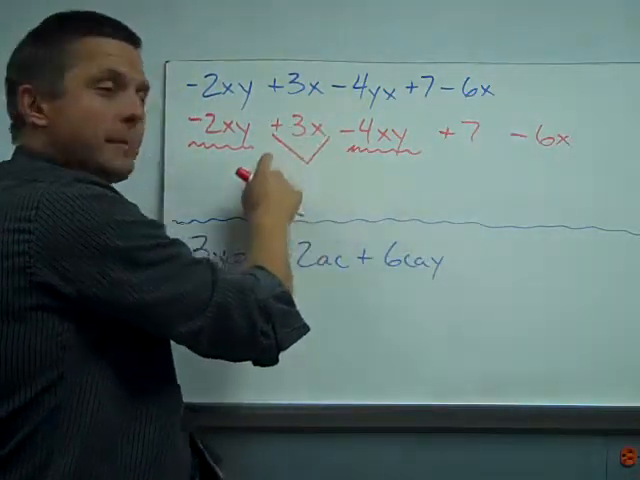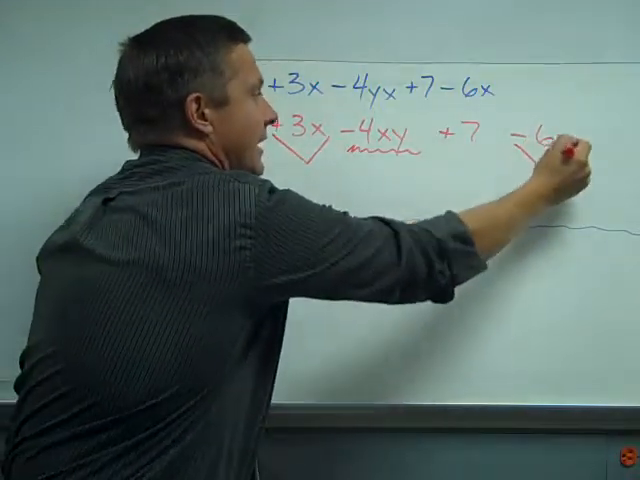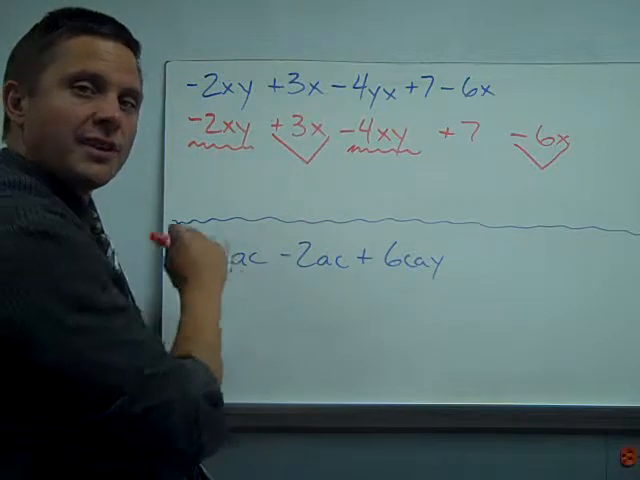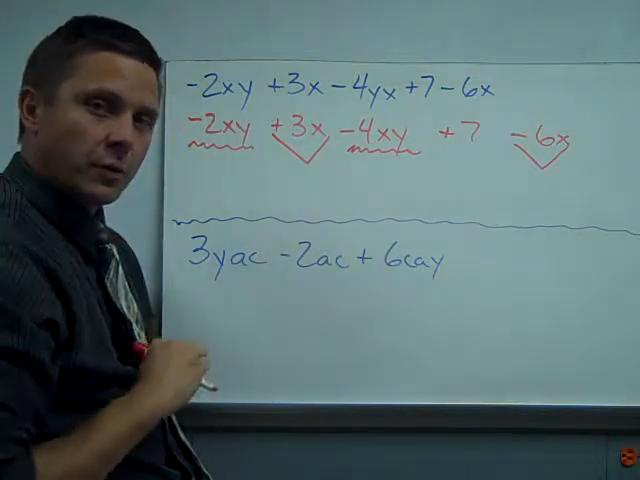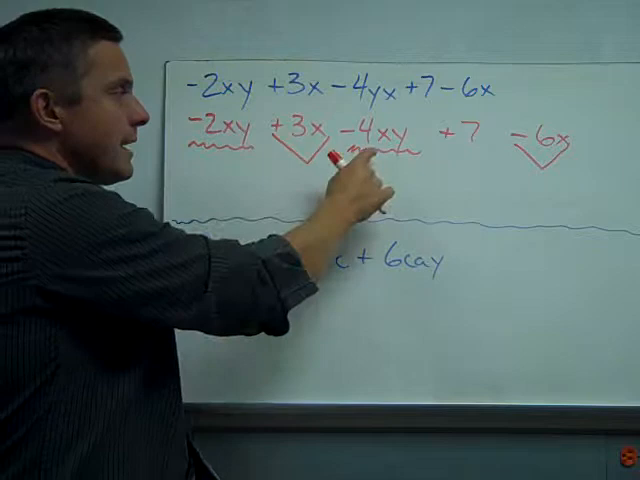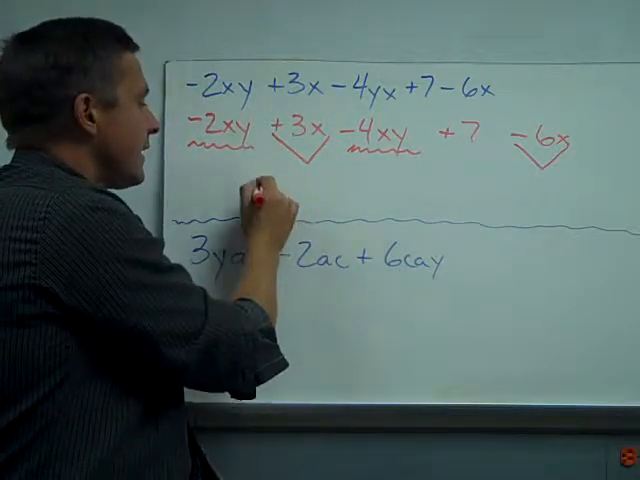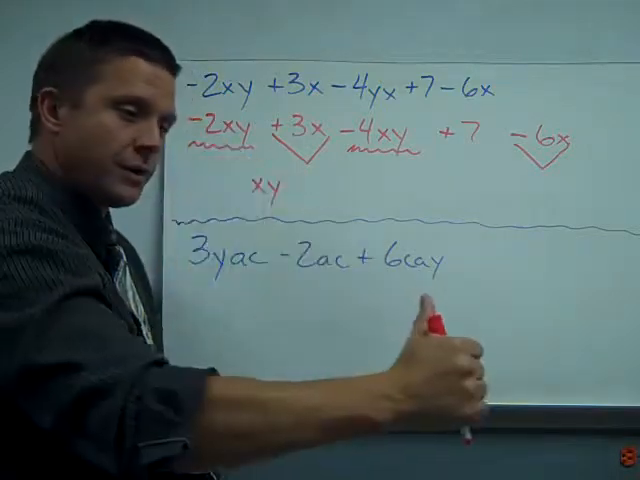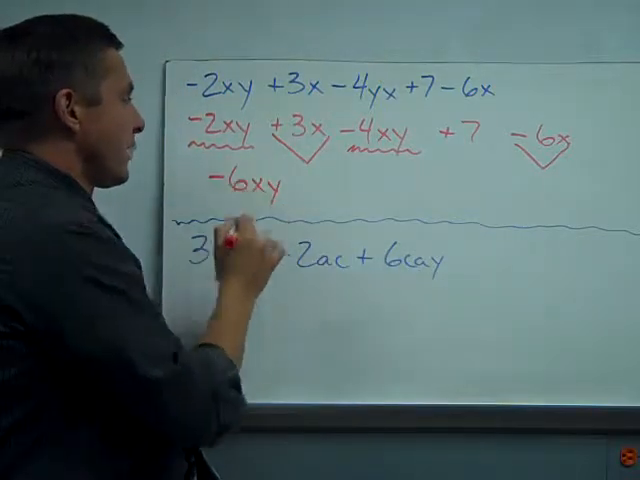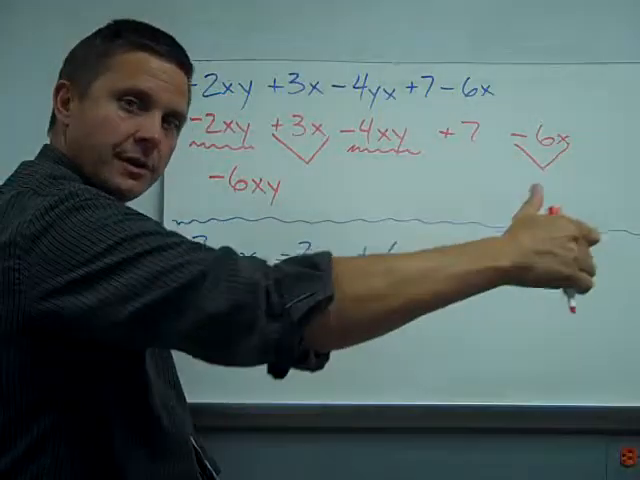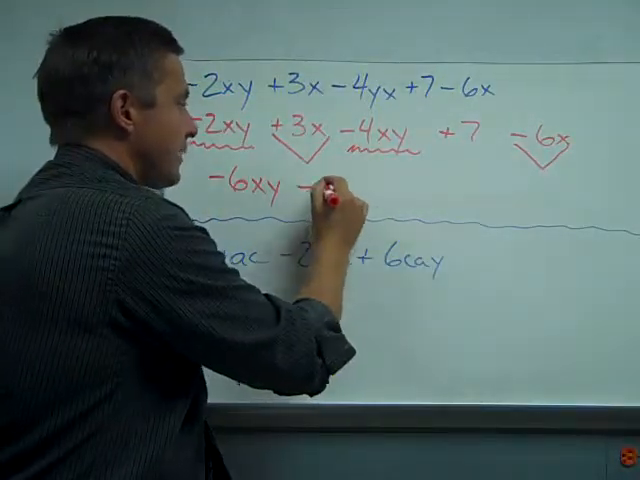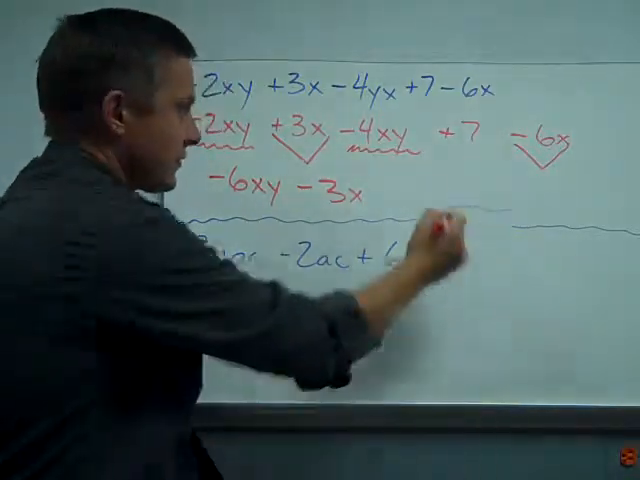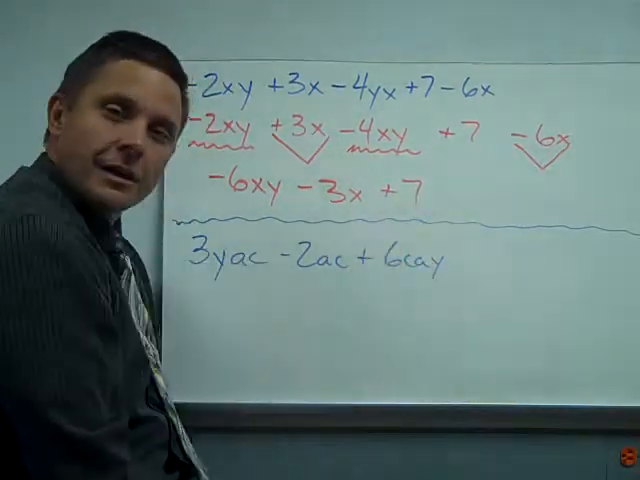I see here I have the positive 3x and the negative 6x. So again, I have a 5-term expression that I'm going to be able to simplify to 3 terms when we're done. Negative 2xy plus a negative 4xy. xy stays the same because we're counting them. Negative 2, negative 4. How about negative 6xy? Positive 3x, subtract 6x, negative 3x. And then the 7, like the math teacher, has no friends, so it just hangs out at the end.